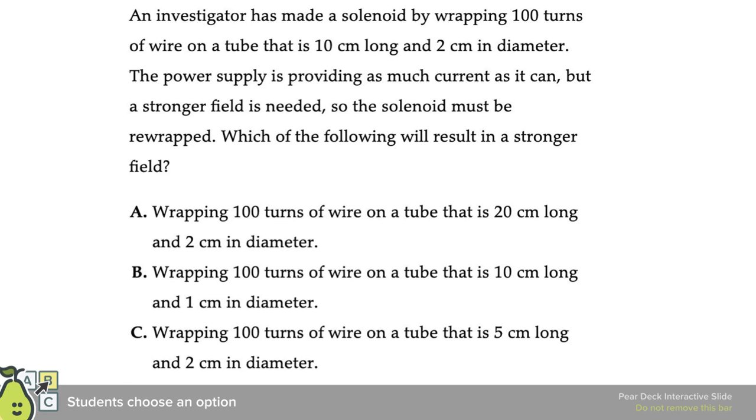All right, an investigator has made a solenoid by wrapping 100 turns of wire on a tube that's 10 centimeters long and 2 centimeters in diameter. The power supply is providing as much current as it can, but a stronger field is needed, so the solenoid must be rewrapped. Which of the following would result in a stronger field?